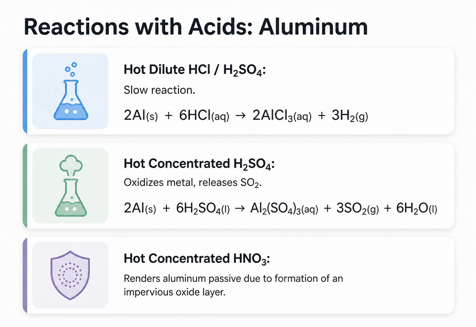If you use hot concentrated sulfuric acid, the acid acts as an oxidizing agent, reducing itself to sulfur dioxide gas instead of hydrogen. Interestingly, hot concentrated nitric acid doesn't dissolve aluminum. Instead, it rapidly forms a thick, impervious oxide layer that renders the metal completely passive.